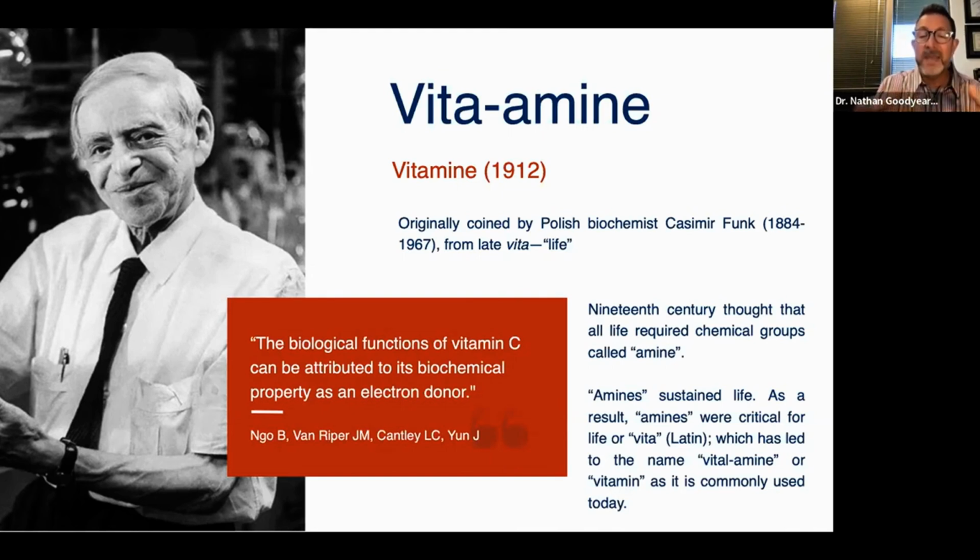And they called these amines. And they thought that these were critical for life. In Latin, that's vita. So they put these together and you got vitamins. And so these were chemicals or compounds that they thought were amines or like amines and vital to life-sustaining properties. But the biological function of vitamin C is not defined by a name. When you get down to the bare knuckles of it, vitamin C is simply an electron donor.